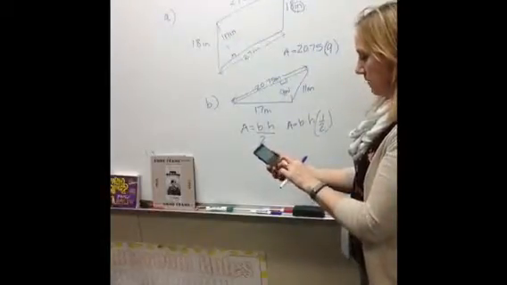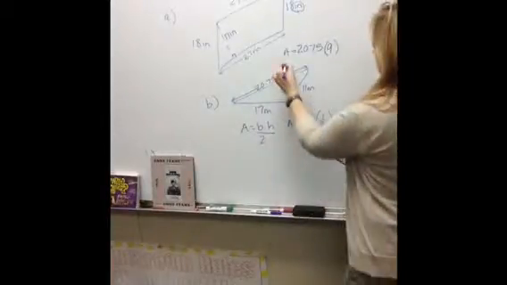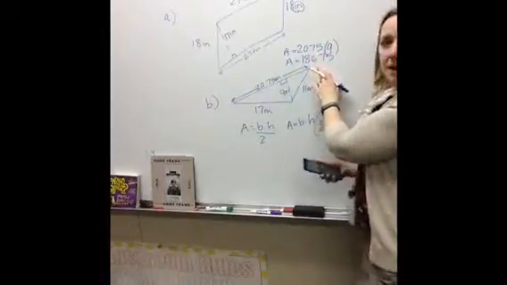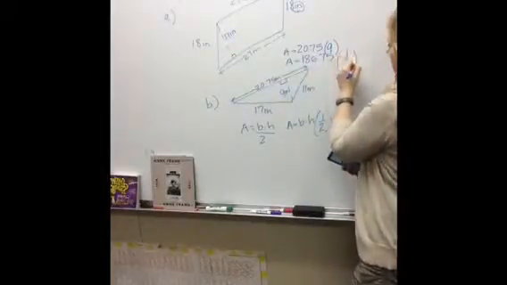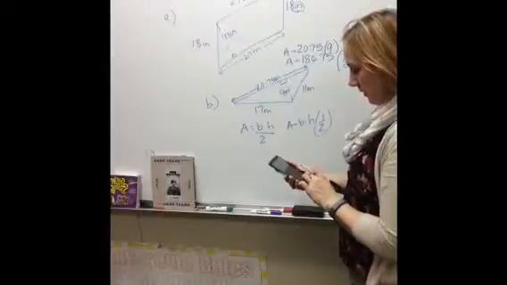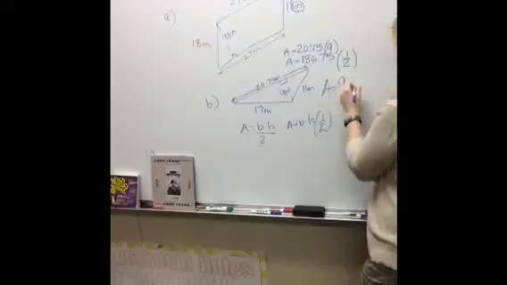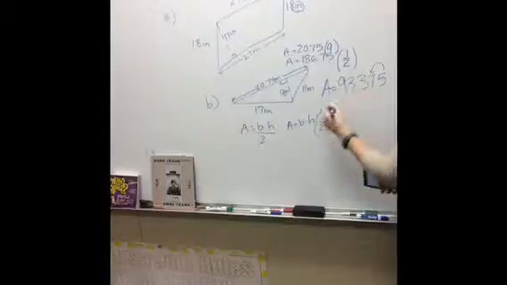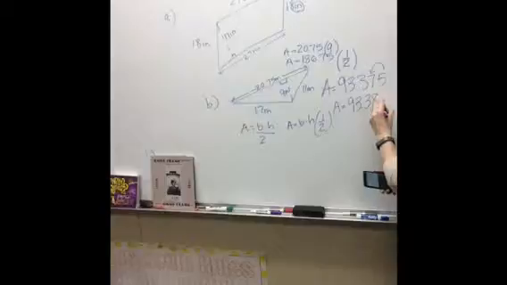So 20.75 times 9 is 186 and 75 hundredths. But I'm not done yet. What I need to do is now take my 186 and 75 hundredths, and I'm going to multiply it by 1/2 or divide it by 2, whatever you prefer. And that is going to give me area equals 93.375. I'm going to round up to area equals 93 and 38 square meters. And that's my answer for problem 32.